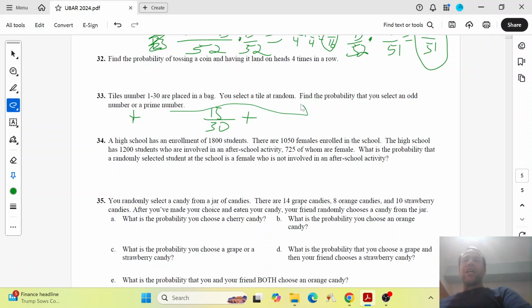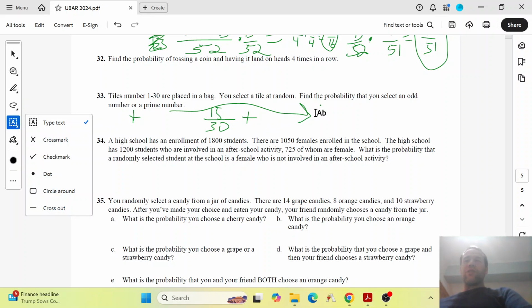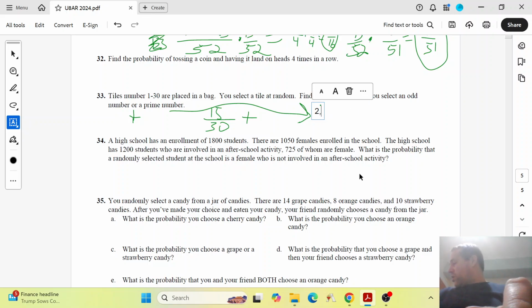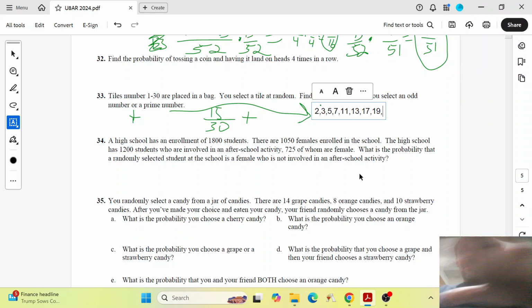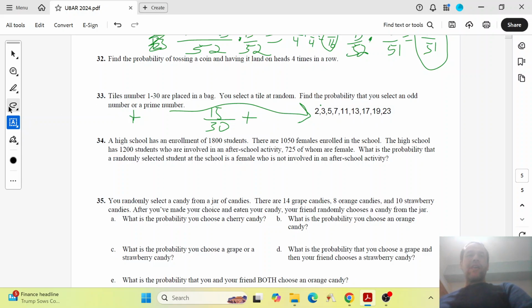So prime numbers are 2, 3, 5, 7, 11, 13, 17, 19, and 23. So that's 1, 2, 3, 4, 5, 6, 7, 8, 9 numbers. So now we just have 9 over 30. So 15 plus 9 is 24, and so 24 over 30, which reduces to 4/5. There we go. Good job. Remember to pause me and try each one on your own. Okay, so that's 4/5.